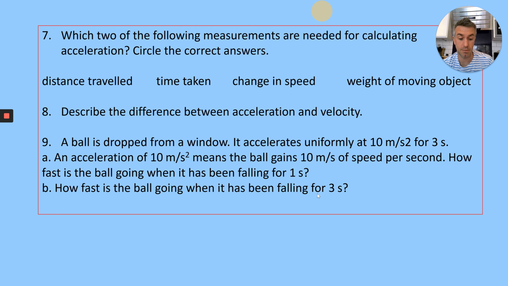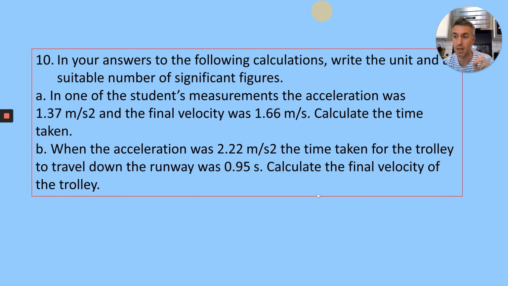Done? In your answers to the following calculations, write the unit and the suitable number of significant figures. Note, your calculator will just say lots of stuff. Be smart. What is the correct amount of significant figures you should write? In one of the students' measurements, the acceleration was 1.37 meters per second squared. The final velocity was 1.66. Calculate the time taken.